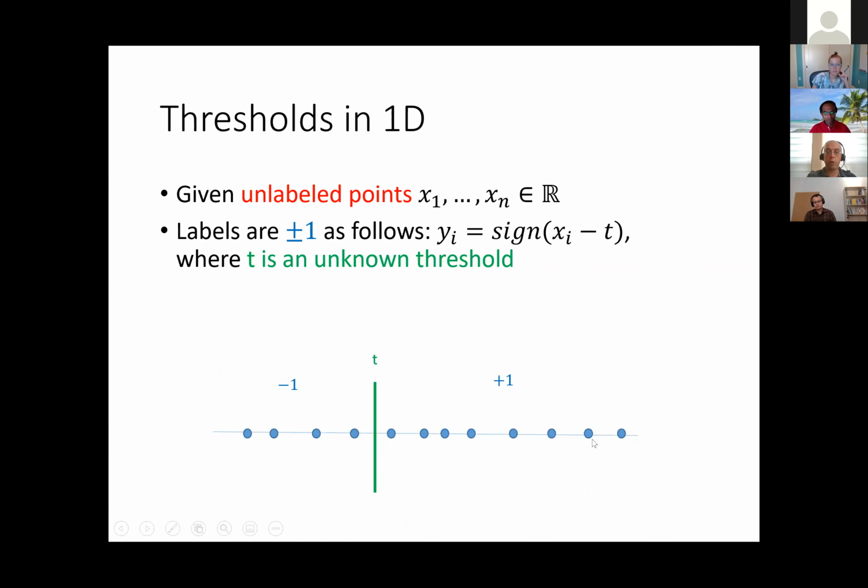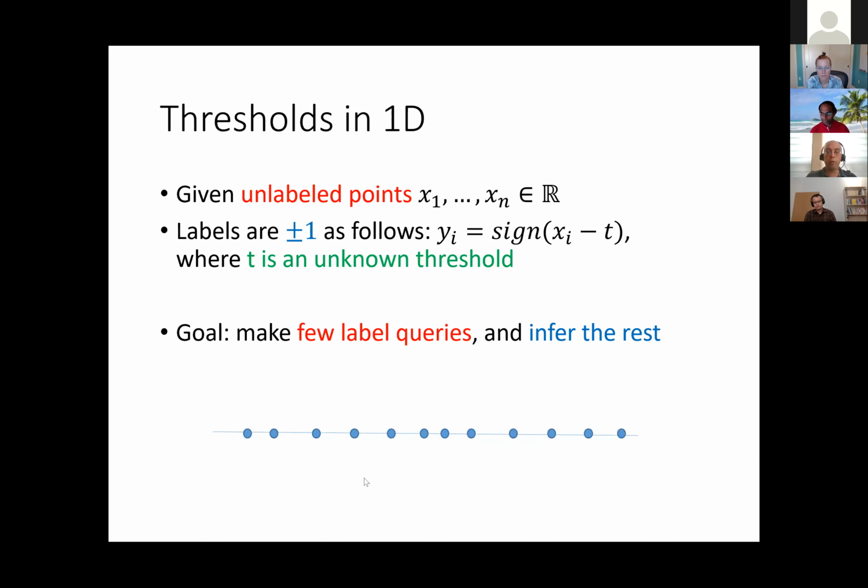Everything to the left, you're going to call a minus 1. And you know these points, right? I mean, you know the data set. The only thing you don't know is the classifier, in this case, this threshold. So what you really are given is these points without labels. And your goal is to make few label queries, not query all of them, but just few of them. And then somehow, from the queries you made, you want to infer the rest of them for free, without making any more queries.